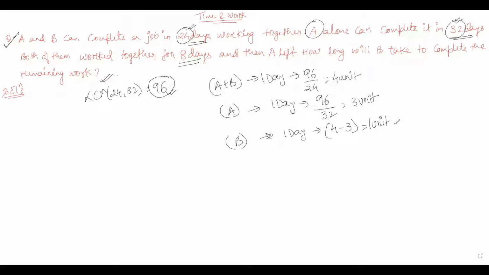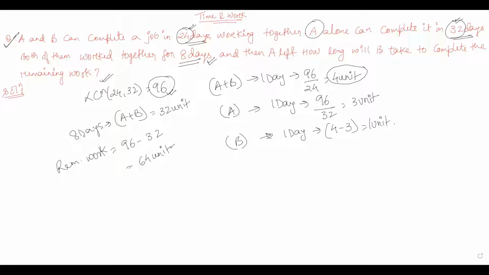Now it has been given that both of them work together for 8 days. Now I know that A and B together can do 4 unit of work in one day. So in 8 days, A and B would be able to do 8 into 4, that is 32 unit of work. So the remaining work would be simply 96 minus 32, so that is 64.